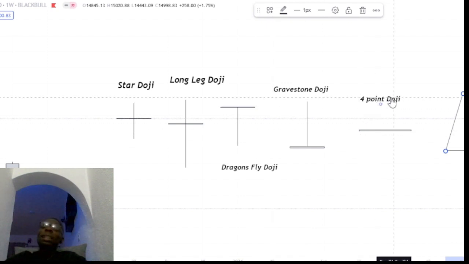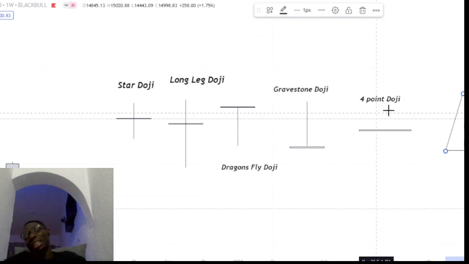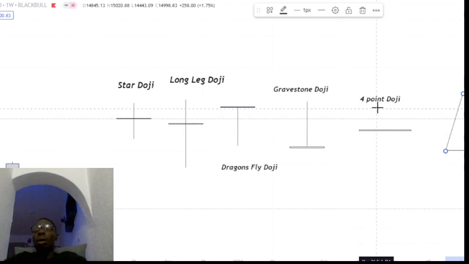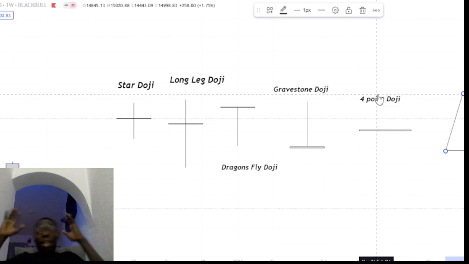Now the 4-point doji, I know this is very rare to see. I only found out about it about 3 months ago, so in some of the videos I've done earlier, you will not see this 4-point doji. Is it possible to see this kind of doji in the market? Yes, it's possible, and I'll tell you when to see it. It makes no activity at all. In the days of my ignorance, I traded this doji before.